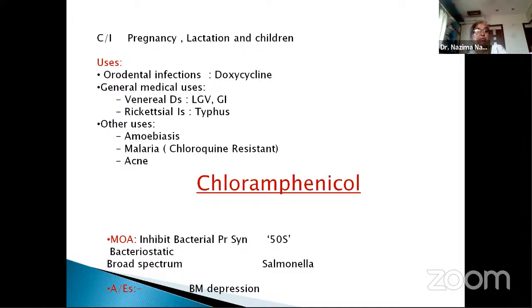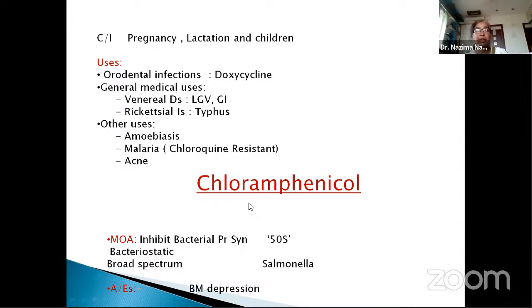Regarding tetracyclines, generally a full question will not be asked; a short note could be asked about the side effects. Side effects are more important, that is the effects of tetracyclines on the teeth, which is more important for you all. Now coming to chloramphenicol.